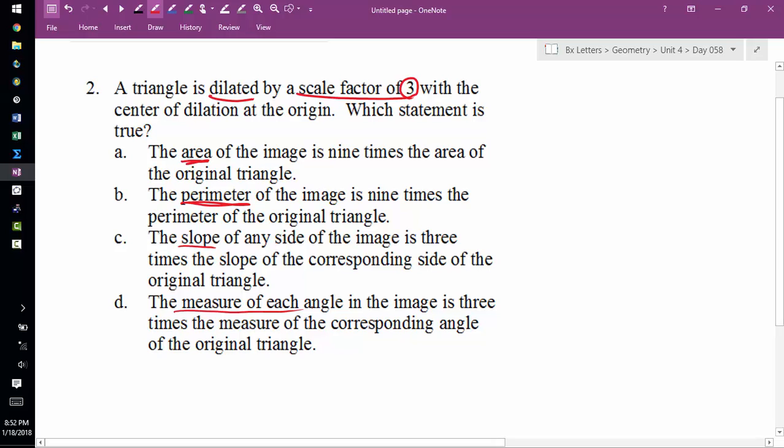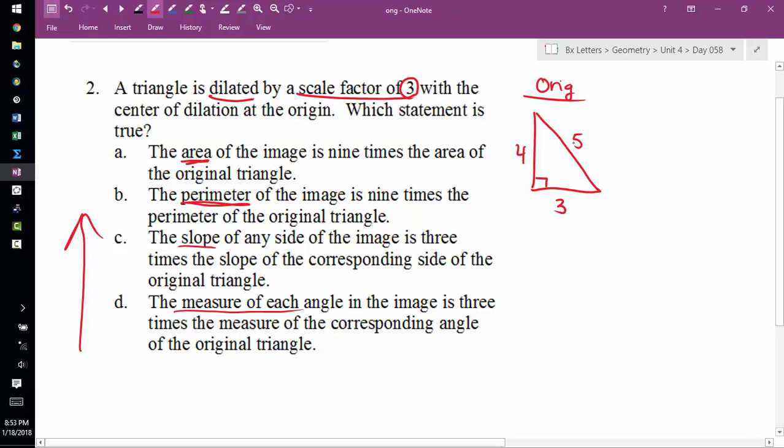And for this one, I would go case by case and just test it out. We'll look at the bottom. We'll actually work our way up. If we look at D, it says the measure of each angle in the image is 3 times the measure of the corresponding angle in the original. So I'm going to draw an original, and I'm going to make a nice right triangle because that's an easy one to remember. And I like a good old 3, 4, 5 right triangle.